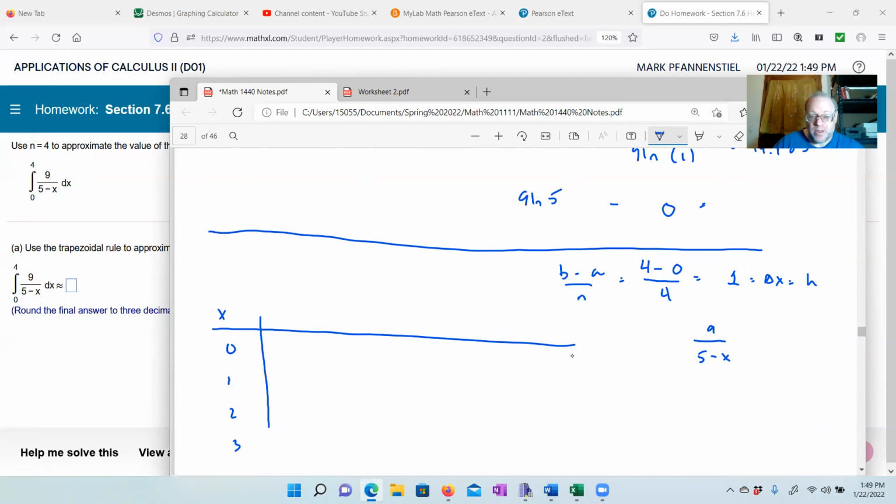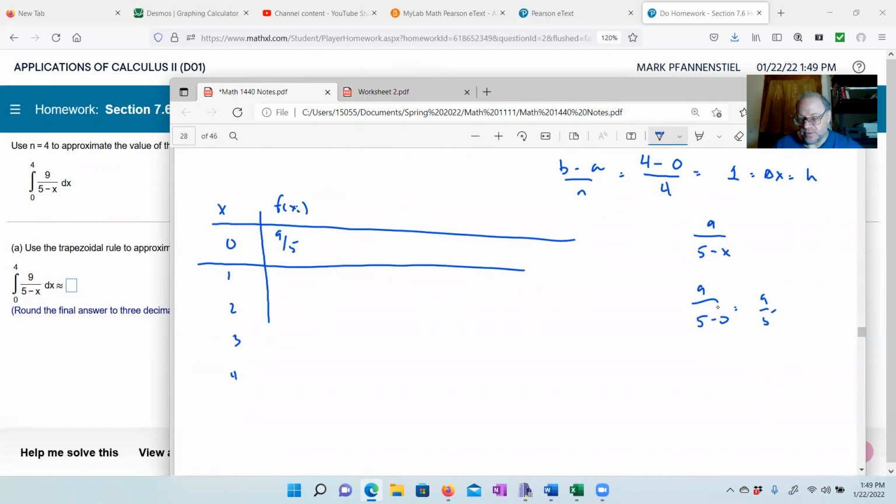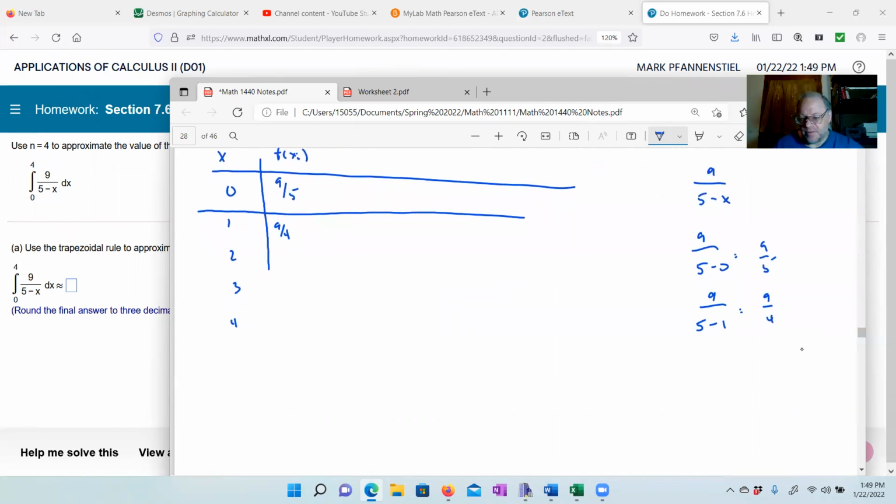But for us, this is f of x0, so 9 over 5 minus 0, which is just 9/5. When I plug in 1, this is 9 over 5 minus 1. So 5 minus 1 is 4, 9/4. Then we're going to have f of 2: 9 over 5 minus 2. So that's going to be 9/3, which we can abbreviate to 3.